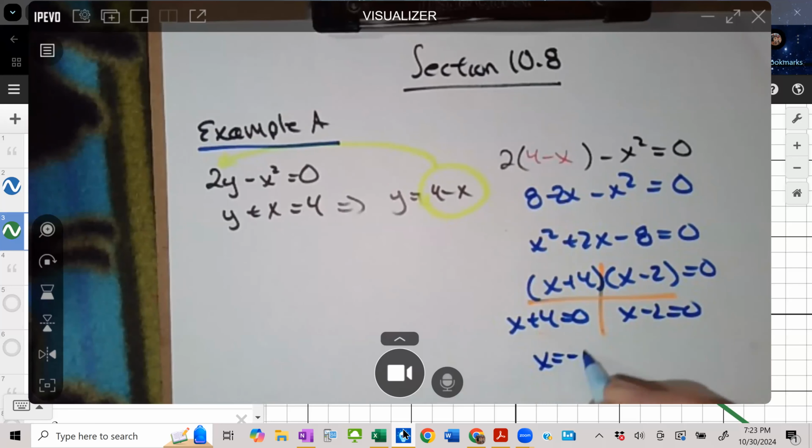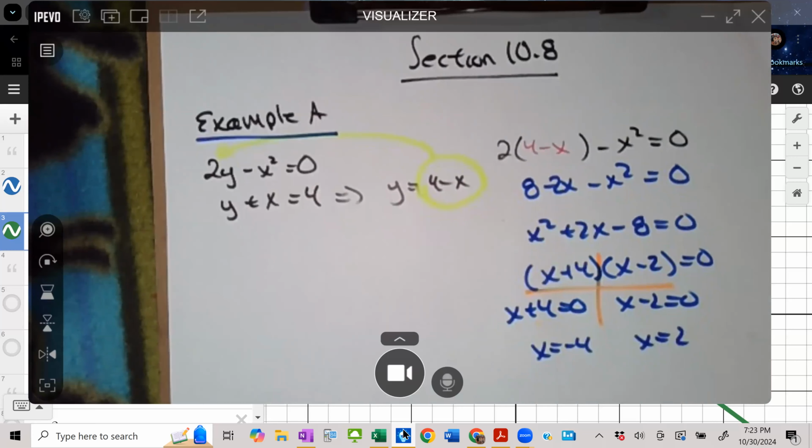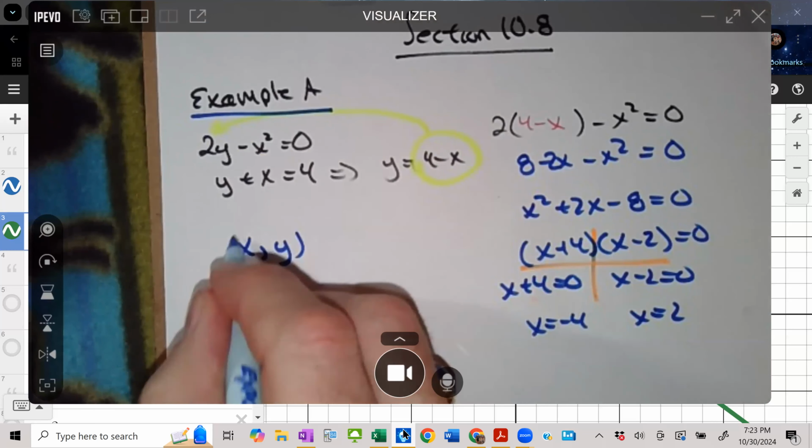Now, I fully expect that most of you will probably just take the shortcut and say, oh, well, I'll just change the sign on this. Now, those are the x coordinates. Please keep in mind your solution is going to have an x and y coordinate.